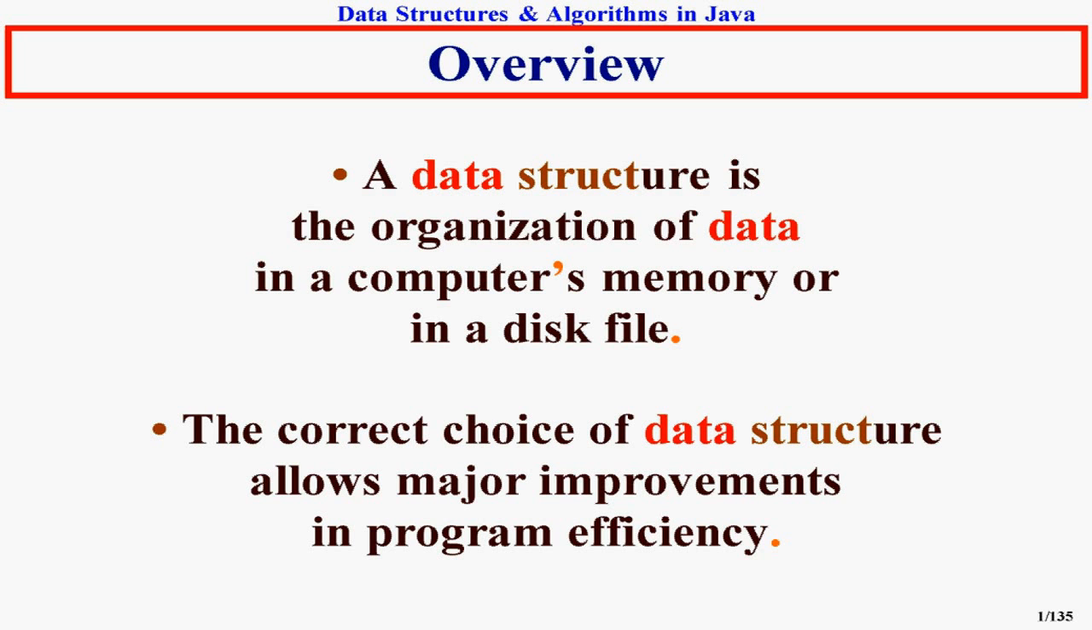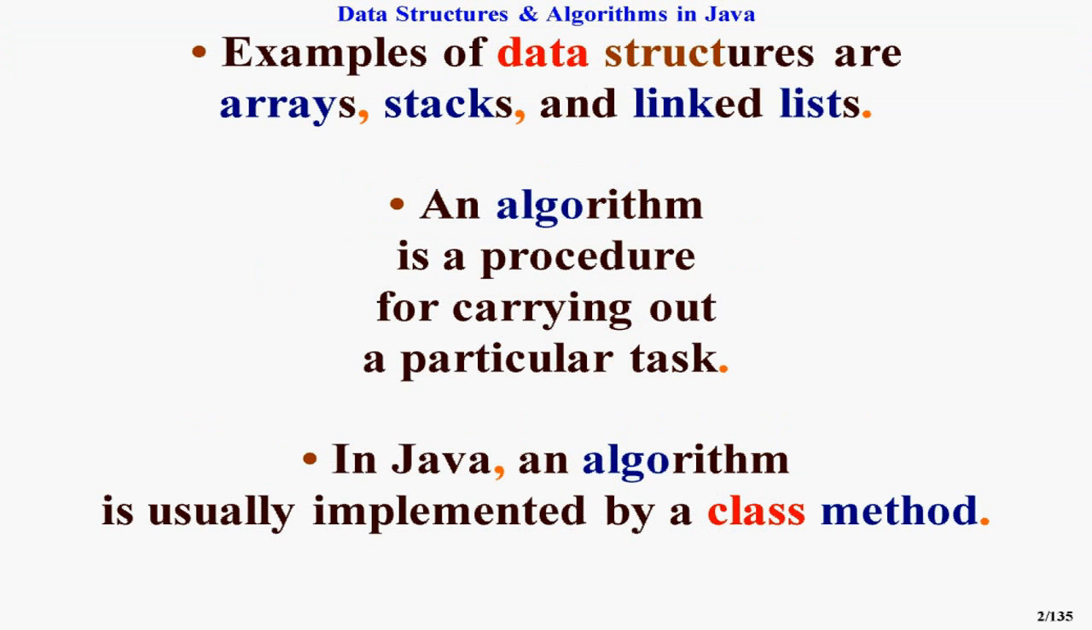Overview. A data structure is the organization of data in a computer's memory or in a disk file. The correct choice of data structure allows major improvements in program efficiency. Examples of data structures are arrays, stacks, and linked lists. An algorithm is a procedure for carrying out a particular task. In Java, an algorithm is usually implemented by a class method.